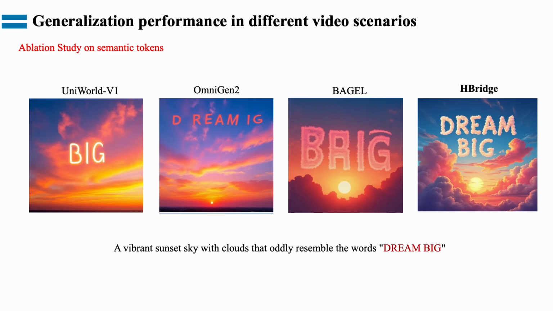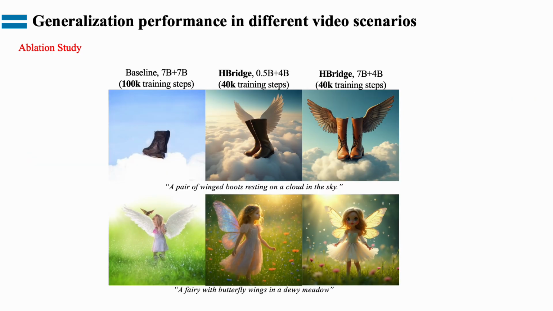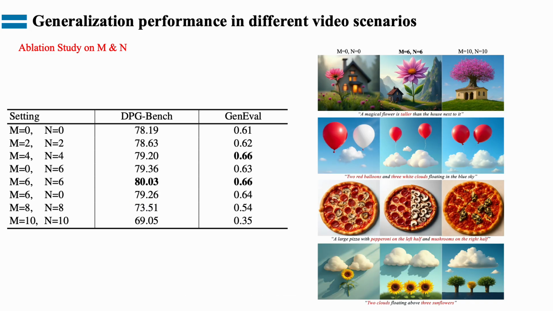Here we present some qualitative comparisons against Uniworld v1, OmniGen 2, and Bagel. Visually, our method clearly demonstrates superior semantic coherence. This ablation study underscores the importance of our initialization strategy. We also ablated the placement of our mid-layer bridge by varying the values of m and n quantitatively. Configuring m=n=6 yields the optimal results on both DPGBench and GenEval.